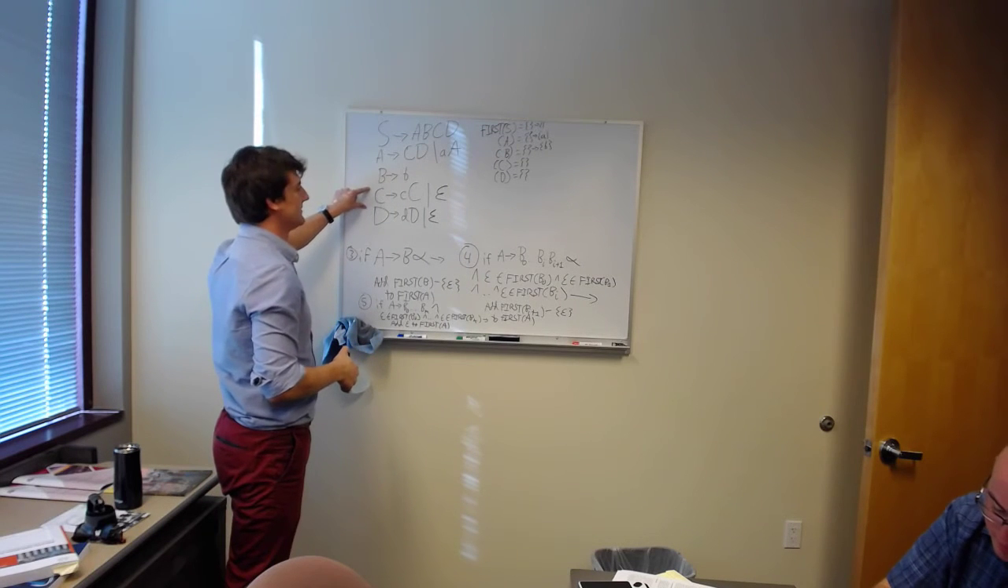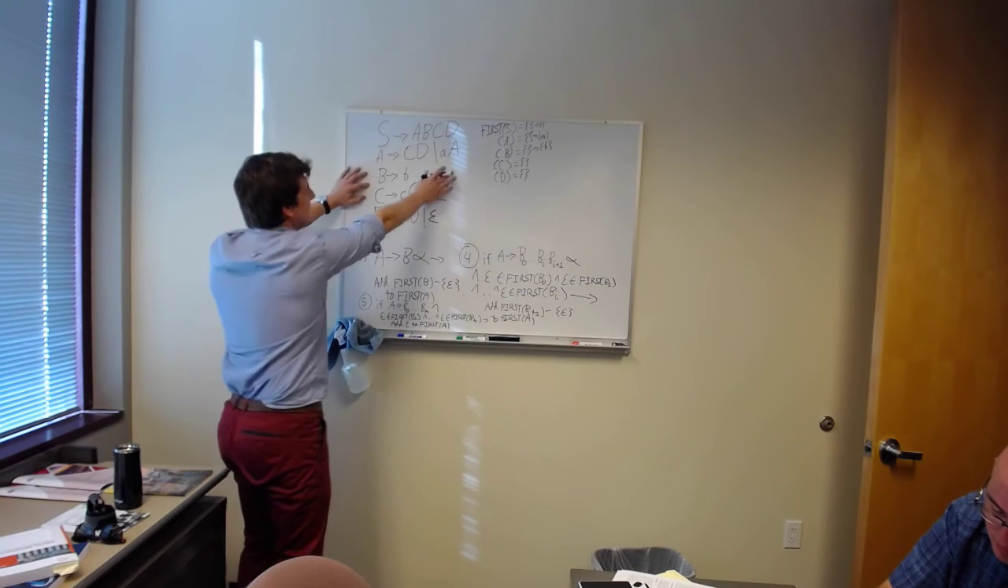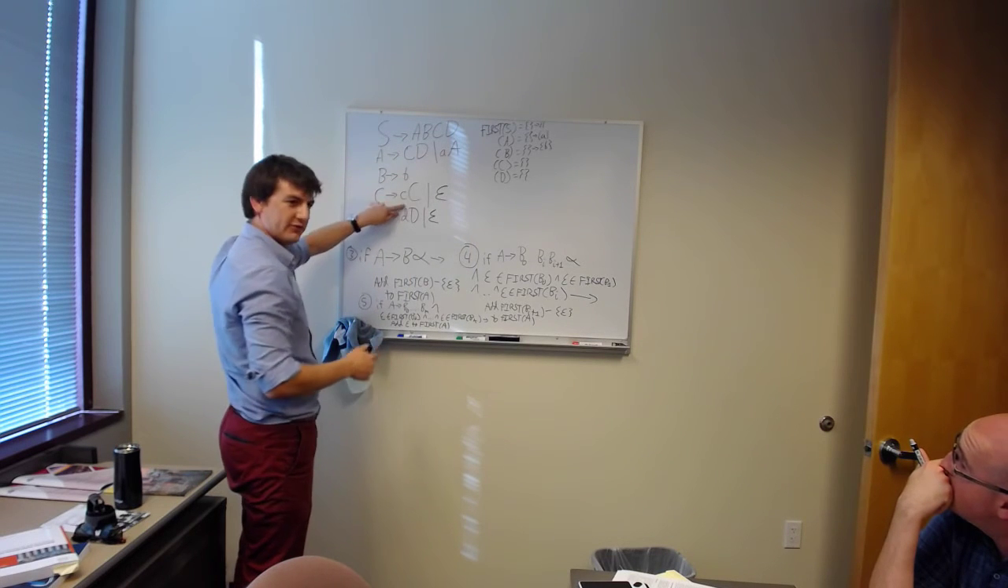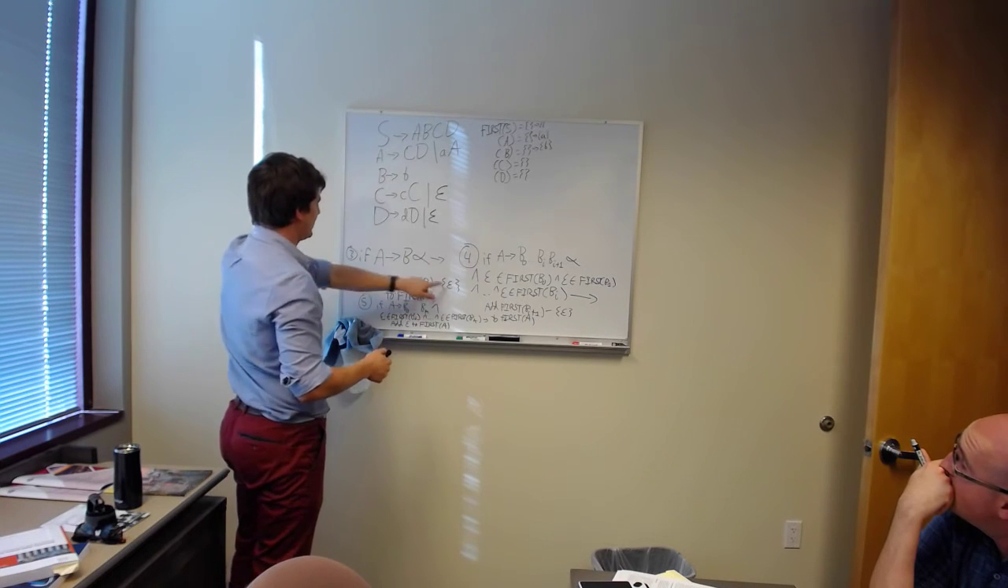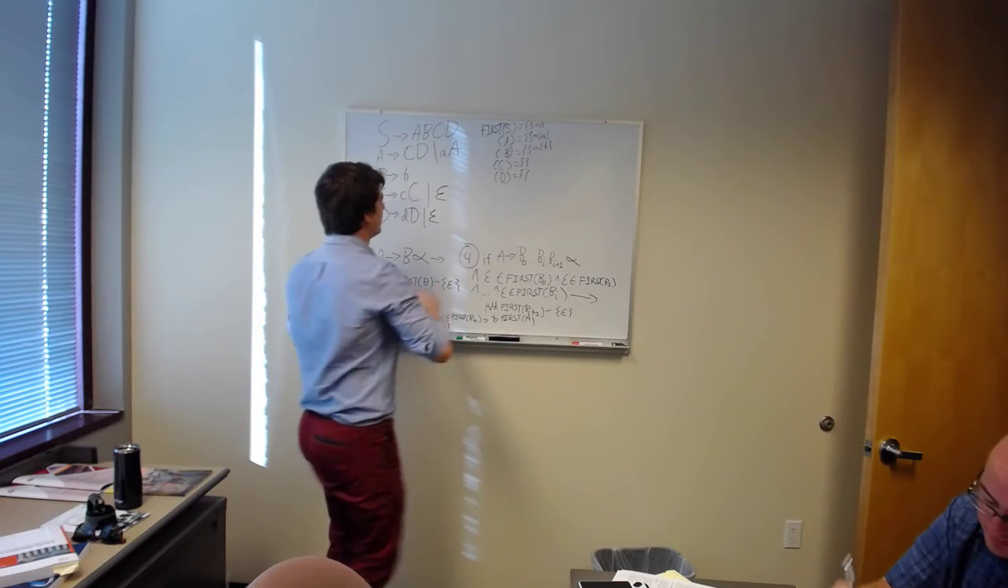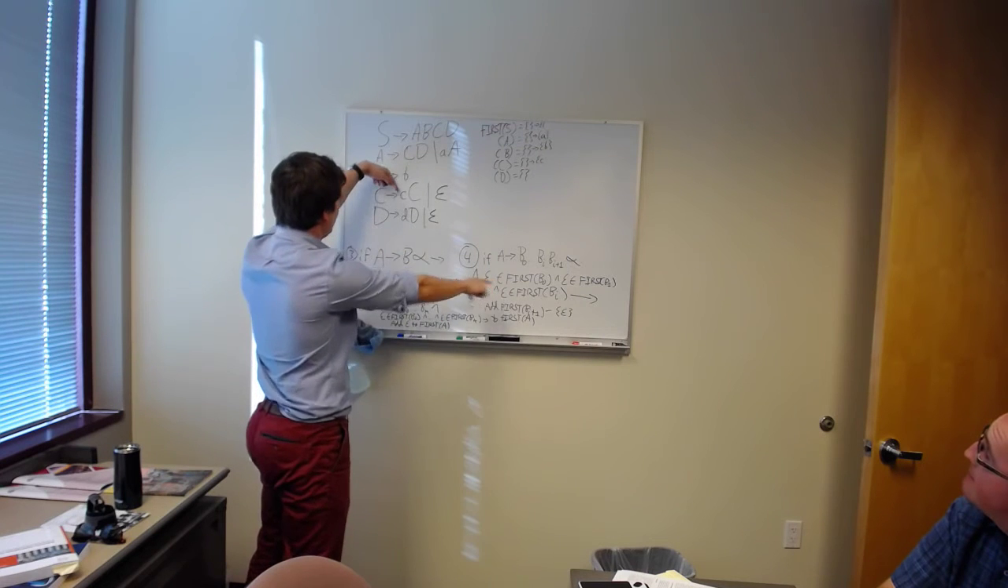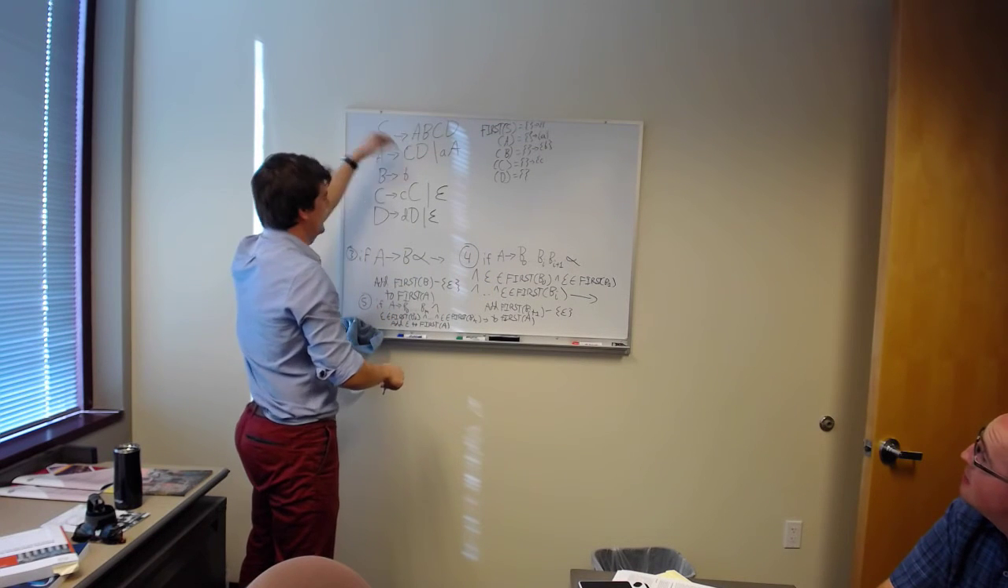Now we get to C. So C, we take this rule first. So we do the same thing we did up here. Apply rule 3. Little c minus epsilon to the first of C. So we get little c. And then we say, does rule 4 or 5 apply? No. Can't move on.